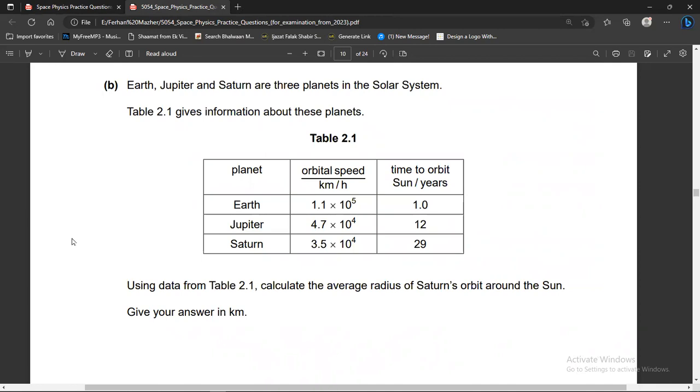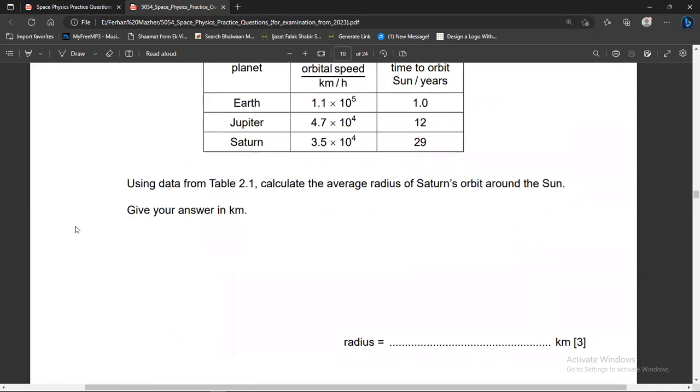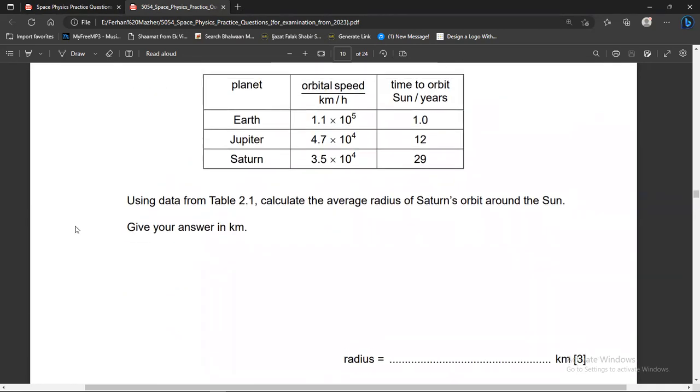Okay, so using the data from the table 2.1, calculate the average radius of the Saturn orbit around the sun. Give your answer in kilometers. It's a 3 marks question. Very simple, straightforward question. You know the orbital speed is equal to 2 pi r divided by time. The orbital speed of the Saturn is given, that is 3.5 times 10^4 kilometers per hour. And the time is also given, it takes 29 years.